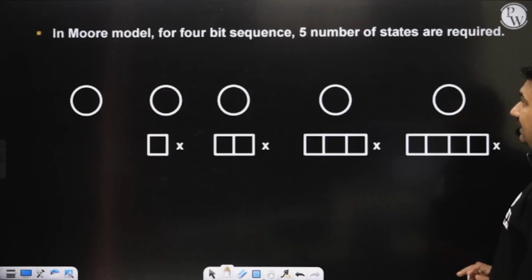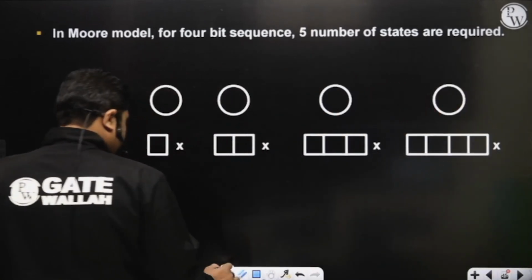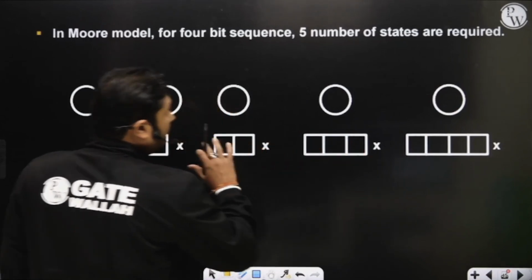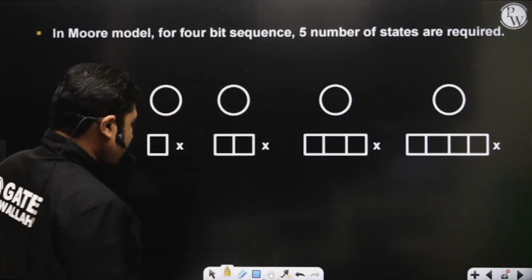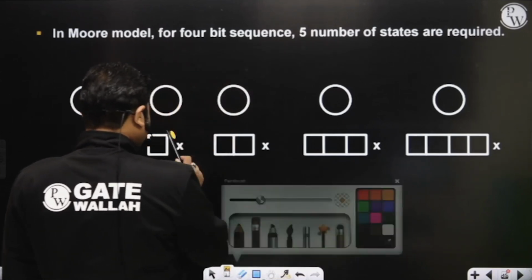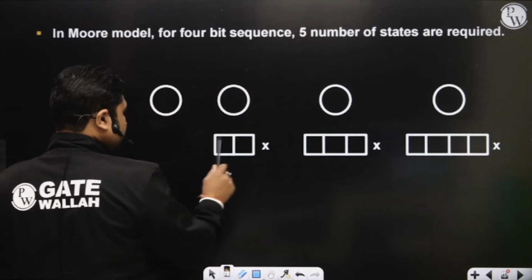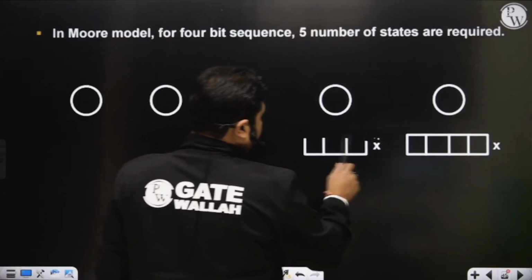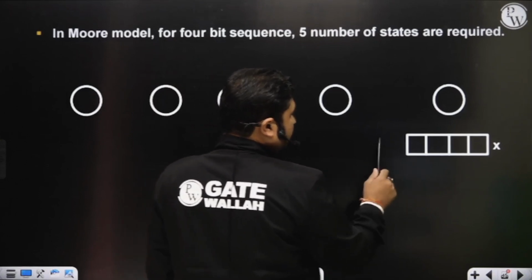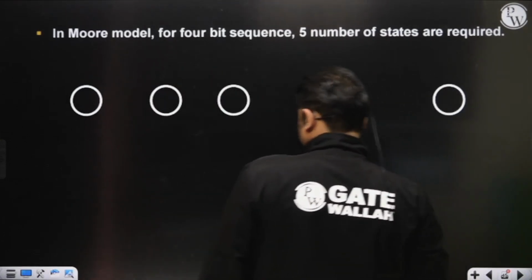Great, sir. Next is your Moore model. Let us talk about the Moore model. Let us suppose I have to construct a state diagram for a Moore model. Now please try to understand. Very important topic, very easy to understand. Now let's talk about the Moore model.